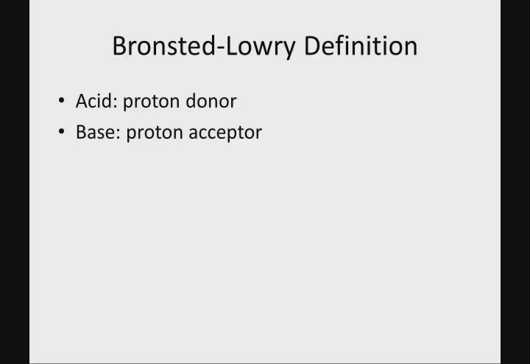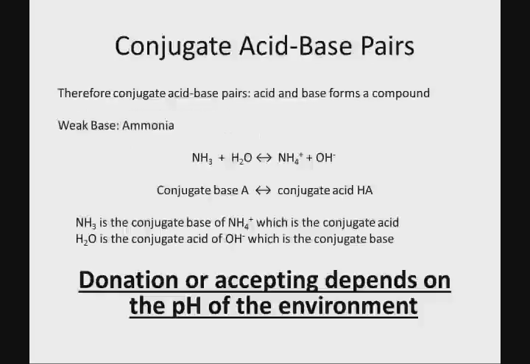So if we use the Bronsted-Lowry definition, we talk about anything that's an acid as a proton donor. They're going to donate that proton to solution, and anything that's a base is a proton acceptor. So we're going to focus exclusively on the protons, which, when you think about pH, is a fine thing to do. Now, what really gets powerful is when we start talking about conjugate acid-base pairs, right?